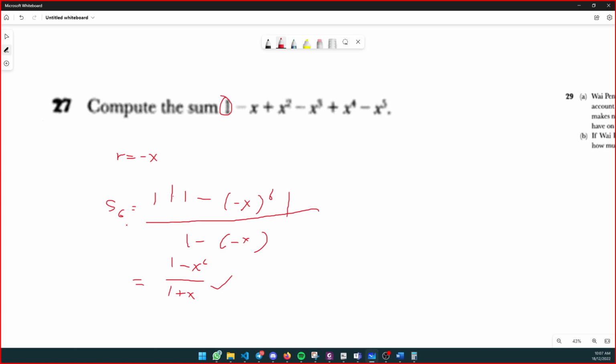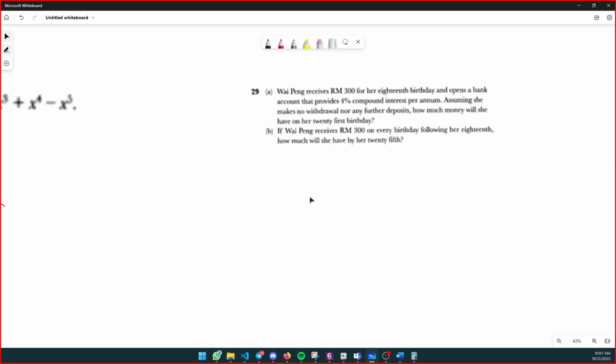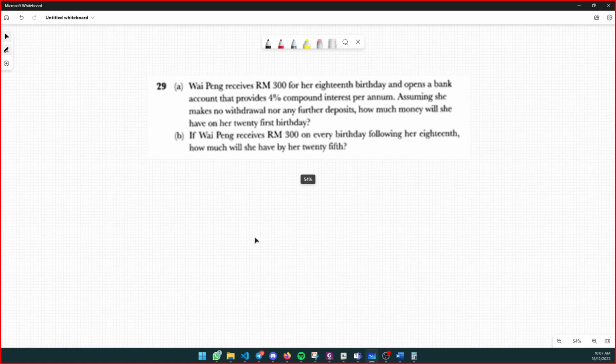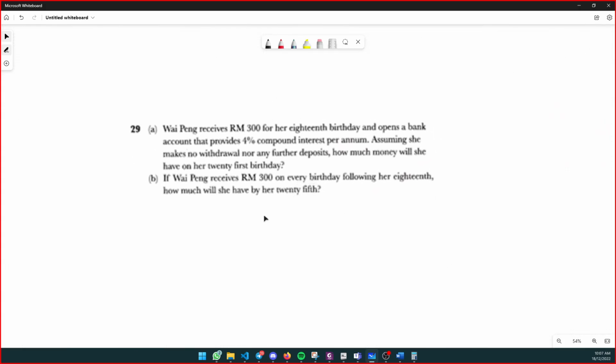Okay, so let's try the next question. Skipping question 28, trying question 29. Okay, this one will start to be a bit harder now. This starts already on your investment and interest questions. I think these questions can come up for your section B. In sequence and series, they're going to ask questions like this because you guys are KSSM.